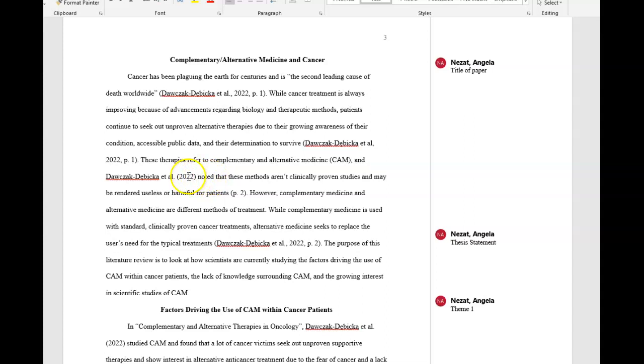They always stay together. So if you include the author's name in the signal phrase, you want to be sure to follow up with the publication date in parentheses directly after, and then the page number comes at the very end of the paraphrase or quote. Okay, so that's a good example of seeing how the author's name with the publication date gets used as part of the signal phrase with the page number coming at the end.